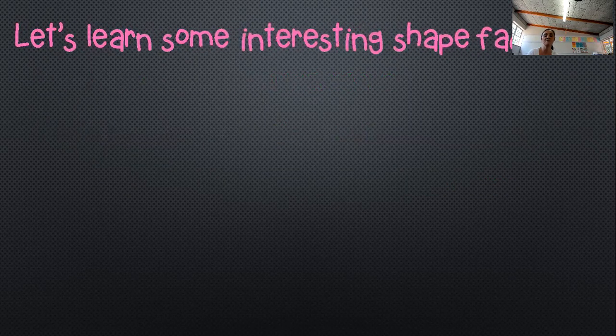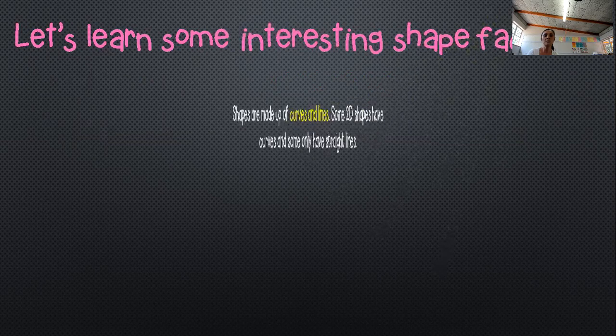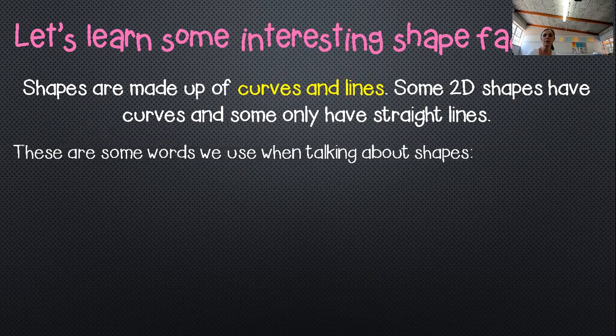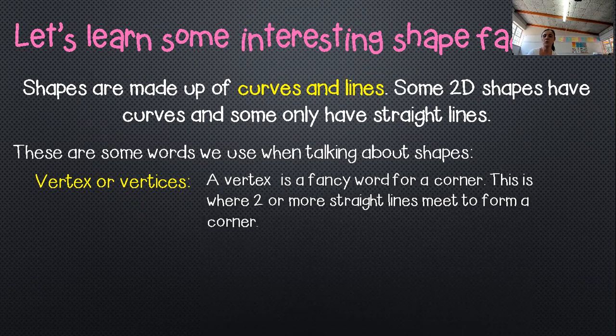So now we're going to learn some interesting shape facts. Firstly, shapes are made out of straight and curved lines, okay? Some have curves only and some have straight lines, and then some have curved and straight lines together. When talking about shapes, we use some fancy words. The first one is vertex or vertices. Vertices means more than one, and basically a vertex is a fancy word for a corner.